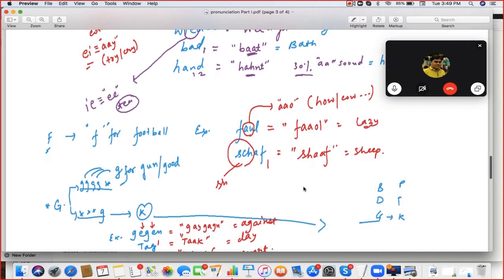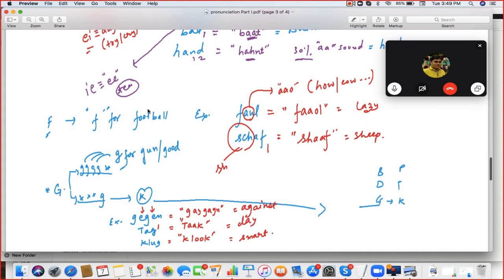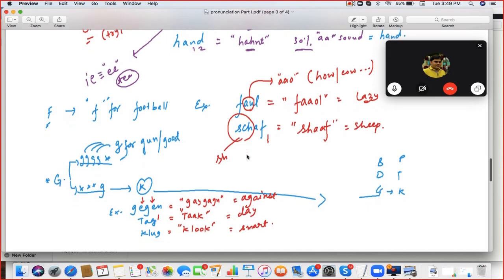Next is F. F is F for football only. Speak the example. Foul. Shaft. Very good. Foul and shaft.